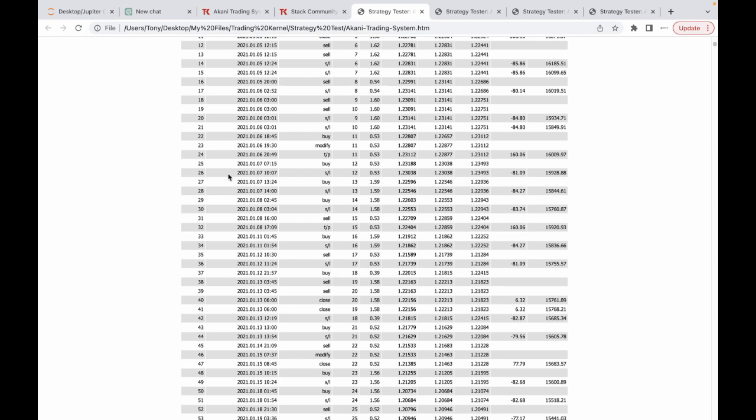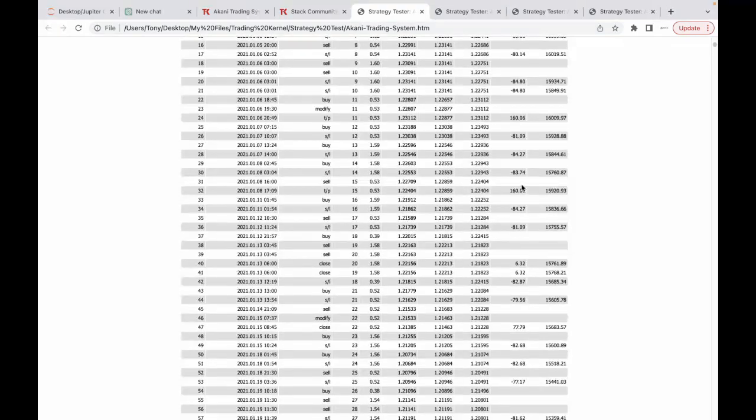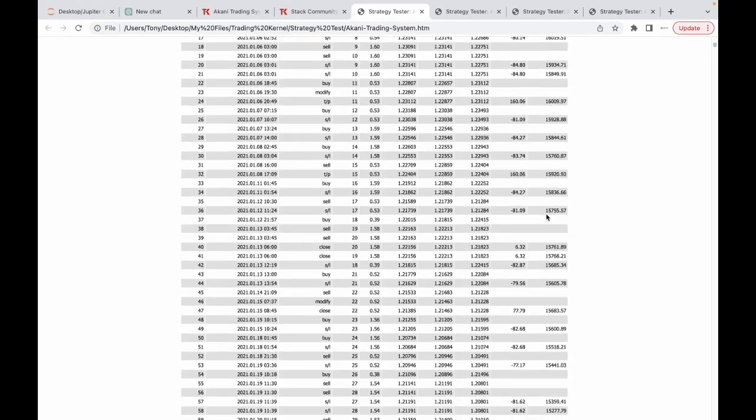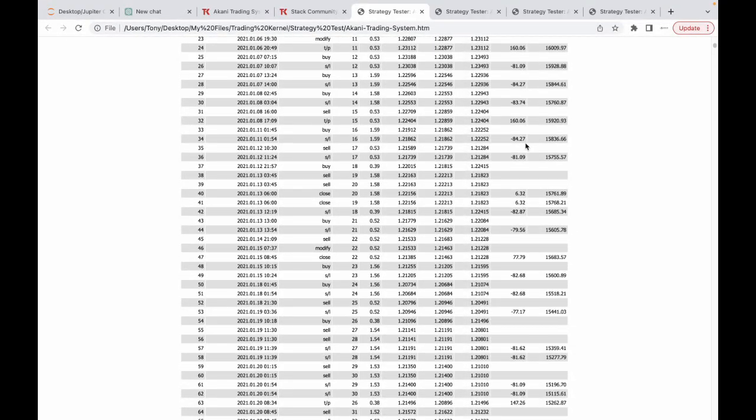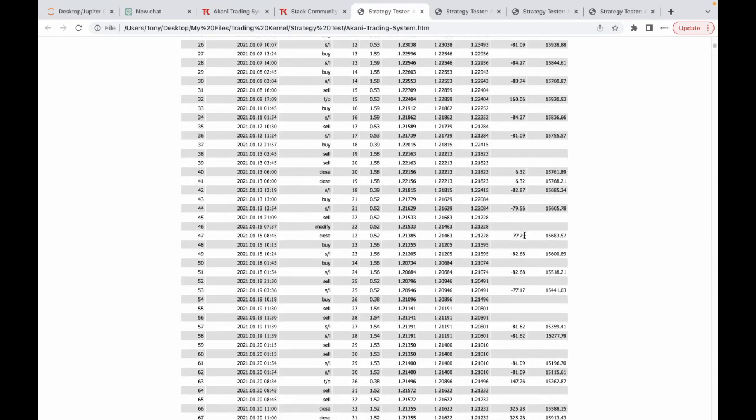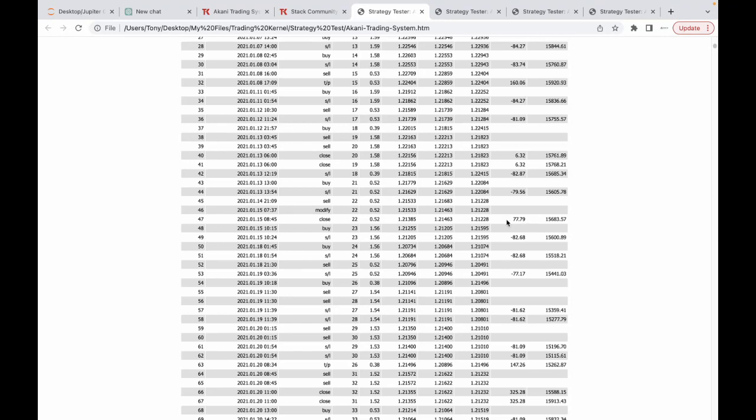I think for about 2 days here, we had a streak of losses. 1, 2, 3. Right, we had a profit. We had 1, 2 losses. We had 2 losses to break even. 2 losses here. As you can see, we had a profit position here.